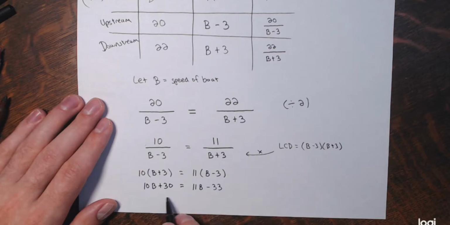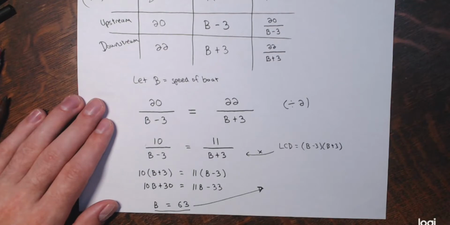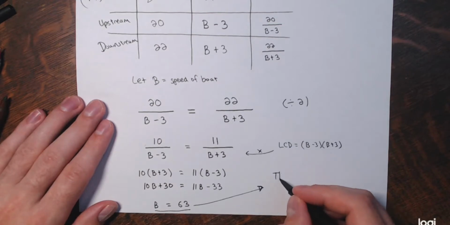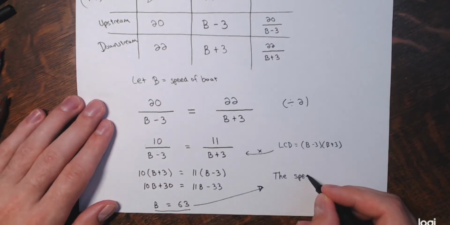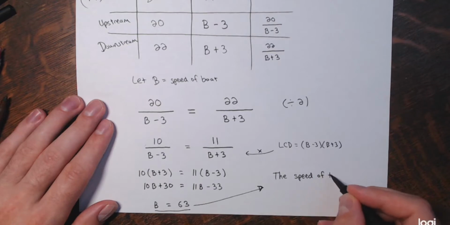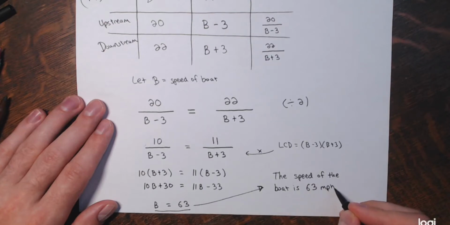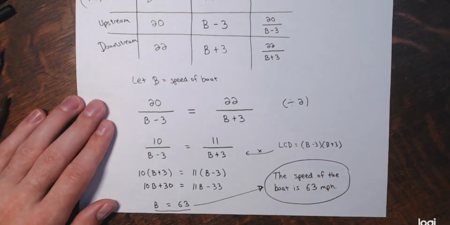And if I subtract 10b, I'll have b on one side, and then add 33, get 63 on the other. So b equals 63. So the speed of the boat, without the current, is 63 miles an hour. So the speed of the boat is 63 mph, 63 miles per hour.